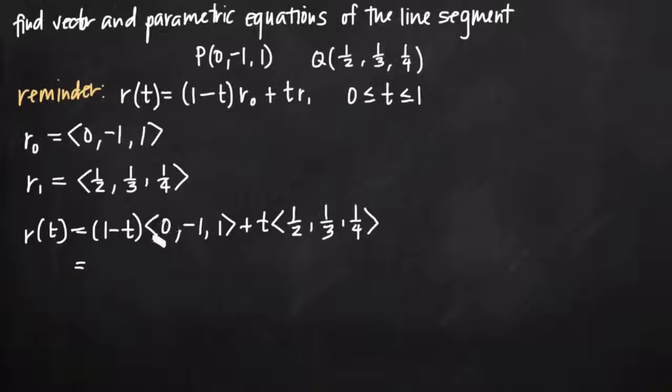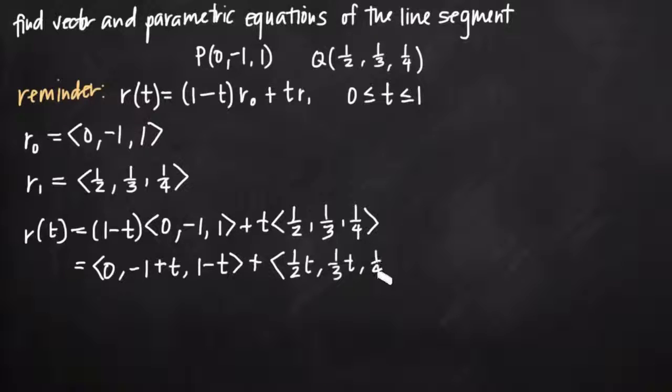So here's what that looks like. Multiplying 1 minus t by 0 is obviously just going to give us 0. Multiplying 1 minus t by a -1 just gives us a -1 plus t. This -1 changes the signs on both of these values here, so +1 becomes a -1, negative t becomes a positive t. And then 1 minus t multiplied by 1 is of course just 1 minus t. So we distributed that. Now we just need to distribute our t across this second vector. So we're going to get the vector here 1/2 t, 1/3 t, and then 1/4 t.